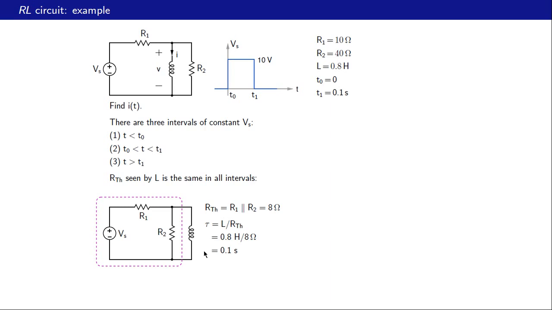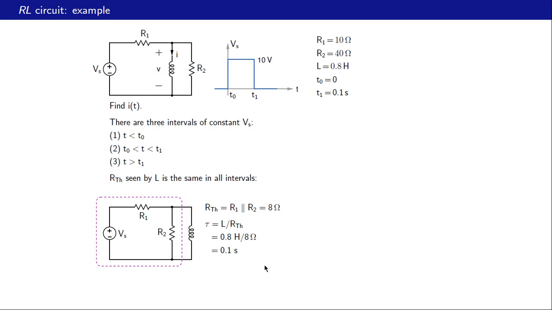So the Thevenin resistance seen by the inductor is the same in all 3 cases. And how do we find that? We deactivate the voltage source. That means we short this voltage source. And then what happens is R1 and R2 come in parallel. So therefore RTh is simply R1 parallel R2. So that turns out to be 10 parallel 40 or 8 ohms. Then the time constant is given by L divided by RTh. Our L is 0.8 Henry, RTh is 8 ohms. So therefore the time constant is 0.1 second.